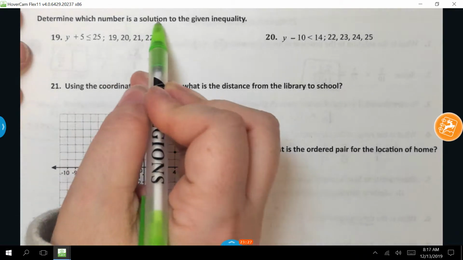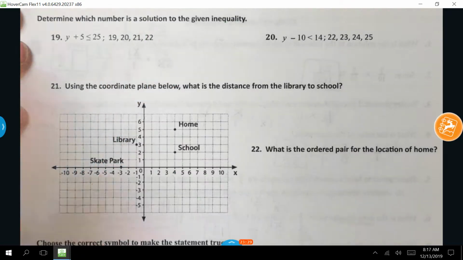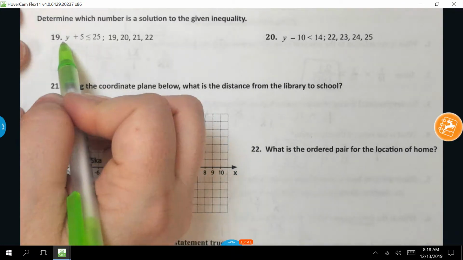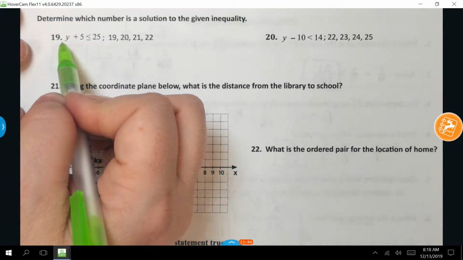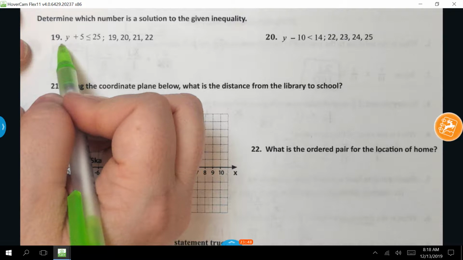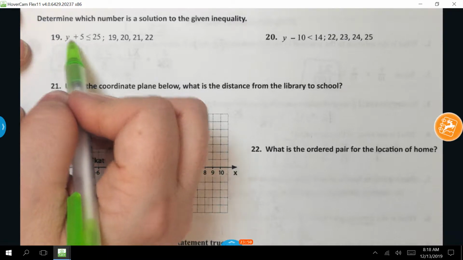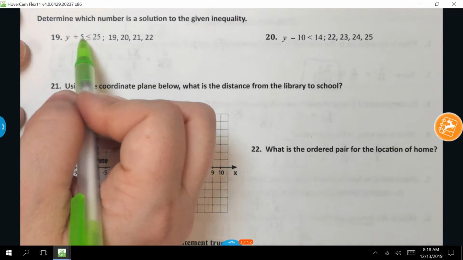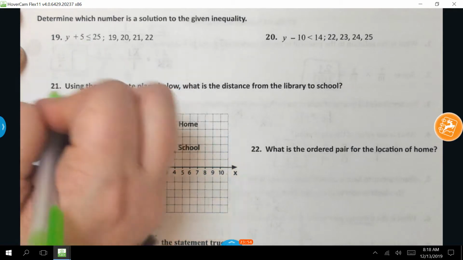Determine which number is a solution to the given inequality. What does that mean? I need to pick the numbers that do what? The numbers that match the letter. So when you say match the letter, what does that mean? Like, is less than or equal to 25. Yeah, so when I put them in for the letter, which ones would be less than or equal to 25? So this is where we would work each number out.